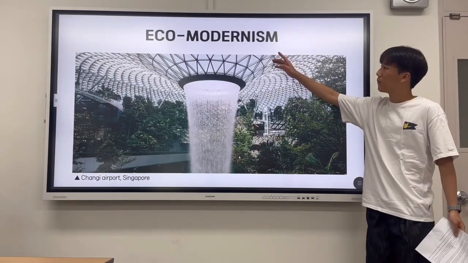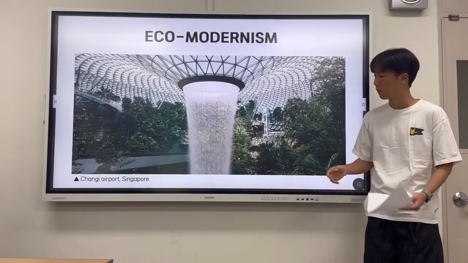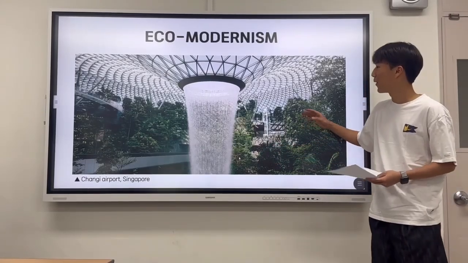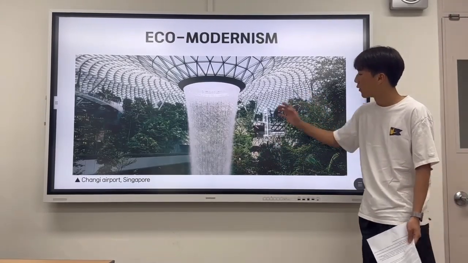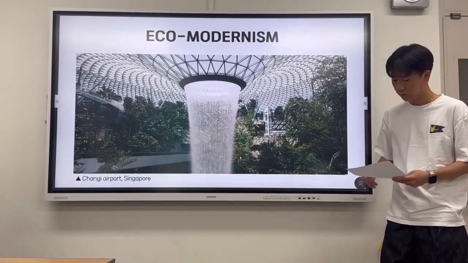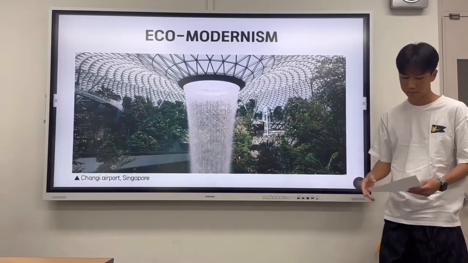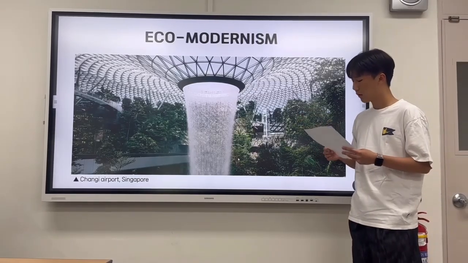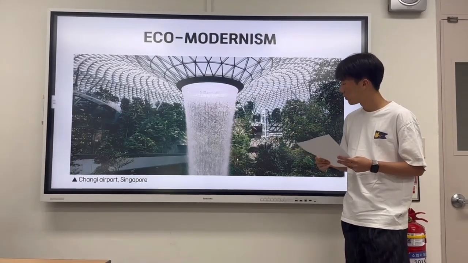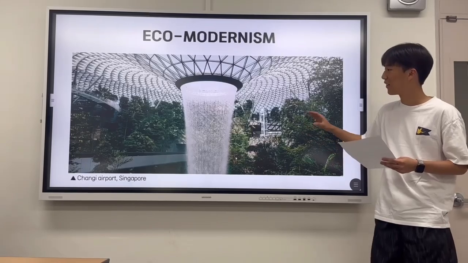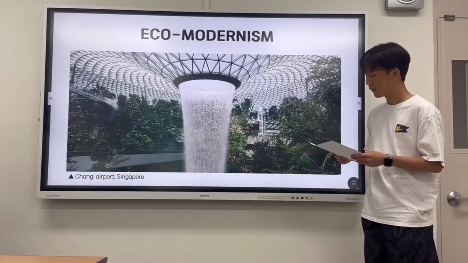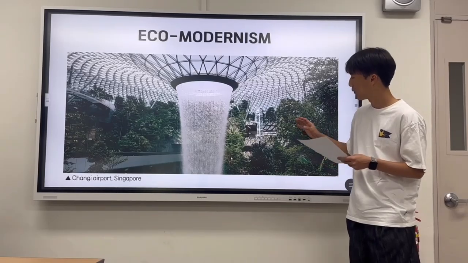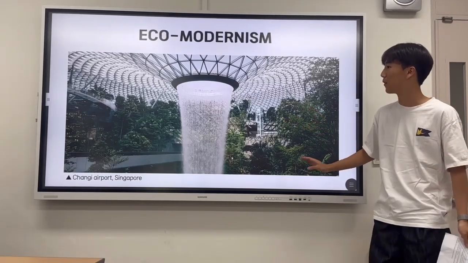This is a simple example of eco-modernism. Here is Changi Airport in Singapore. They made a huge garden and waterfall in the airport by utilizing technology, so the people who use it can have a special experience. Like this, with the combination of technology and nature, eco-modernism can create something new that we have not experienced before.